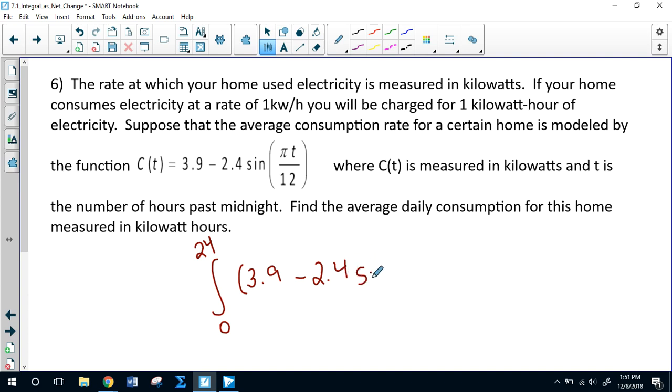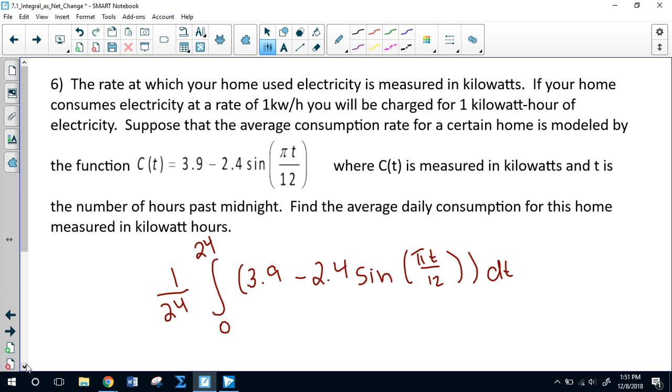2.4 sine(pi t over 12) dt. Okay. But then I need to divide by 24 hours so that I can find the average daily consumption, meaning I want to figure out how much I'm going to get in one day. So I'm going to divide by 24 or multiply by 1 over 24.